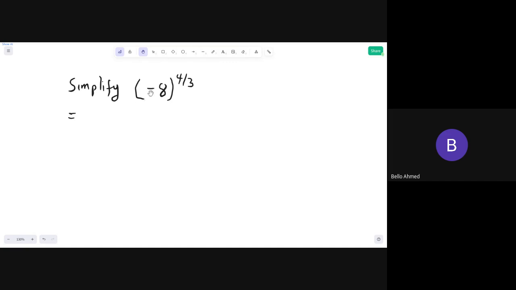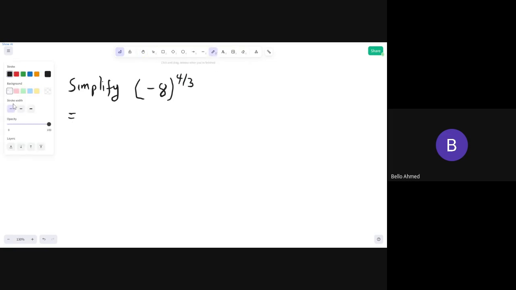Then, to know whether we are going to remove this minus or not, you have to look at the numerator of the power we have. Since we have a fractional power of 4 over 3, we're going to look at the numerator. If the numerator is even, we are going to remove the minus. And if the numerator is odd, we are not going to remove the minus. The minus will remain there. Now, let me show you what I'm trying to say.